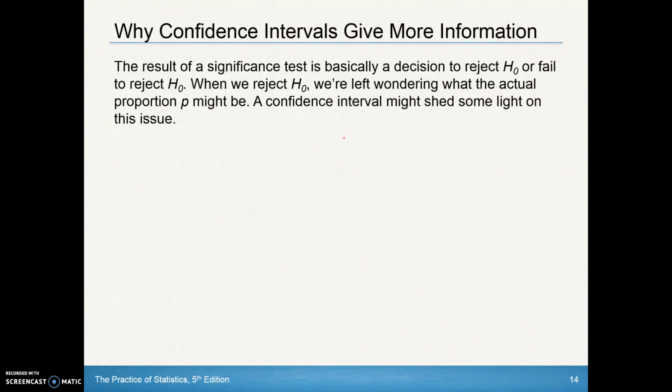Well, going back to chapter 8, confidence intervals are a little bit better than this p-value test, the statistic test for testing an alternative hypothesis. Because the result of a significance test is basically a decision to reject the null or fail to reject the null. If you remember, we were looking for a value within that confidence interval, if it was contained in there or not contained. So when we reject the null hypothesis, we're left wondering what the actual proportion p might be. So if we say, hey, it's wrong, well, we have no idea without just doing a statistics test what that value might be. So a confidence interval might shed some light on that.